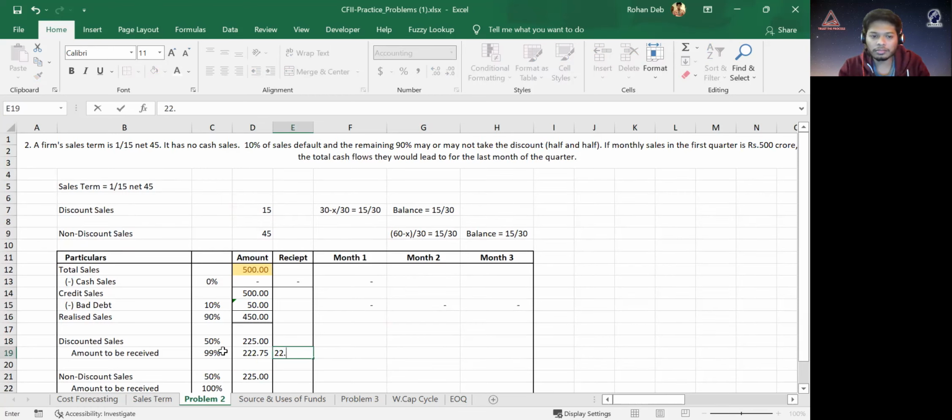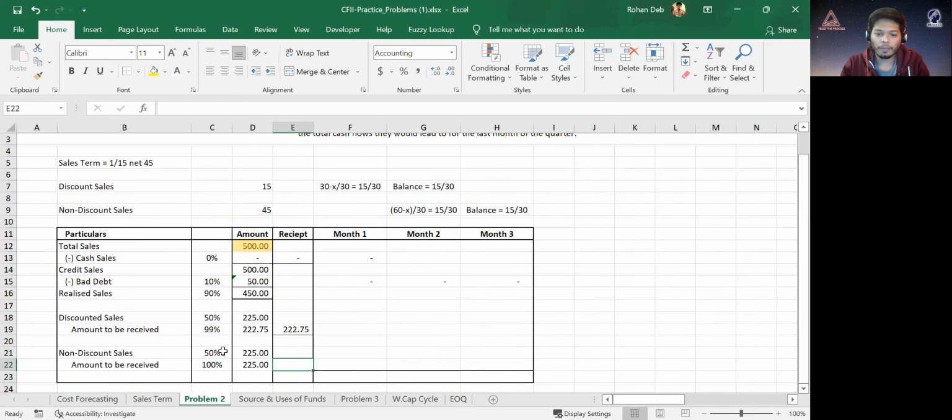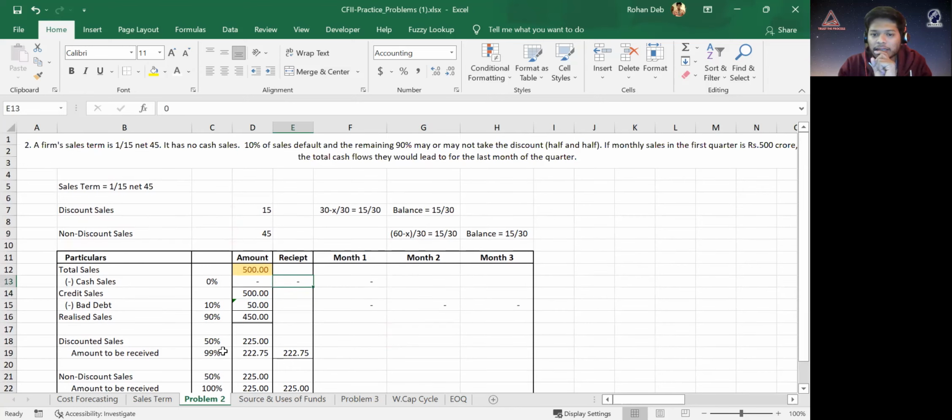222.75. And the remaining people have to pay 100%, obviously, because they're not paying within time. So it would be equal to this into 100%. Okay, so this is my entire sum that I would receive. Out of the 500 crores that I sold, I would get 447.75 crores as the realized sale. Now the issue is they have asked how much of this money will be received in the last month of the quarter.